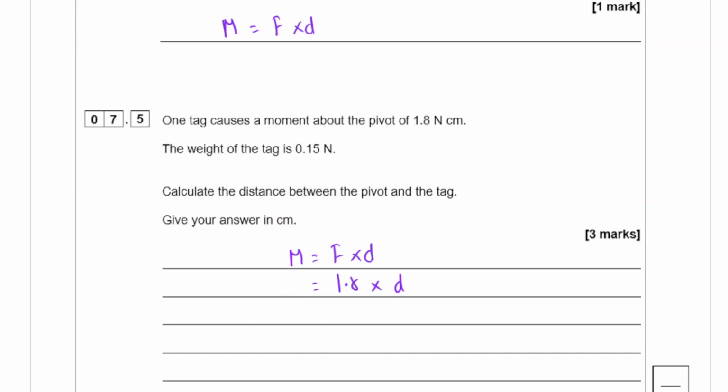Oh, right, let me change that. Got that wrong. Moment is 1.8. Force is 0.15. So the distance is going to be 1.8 divided by 0.15. That gives me 12 centimeters.